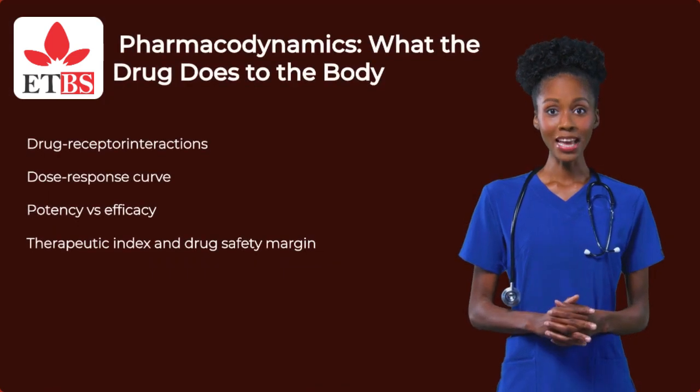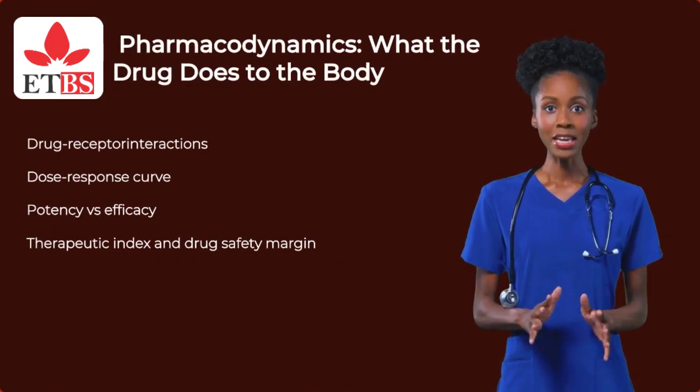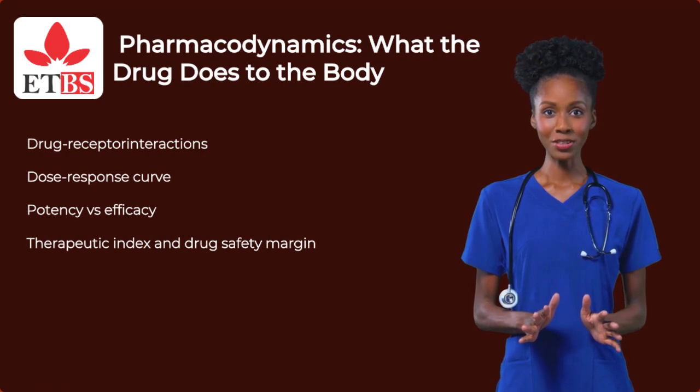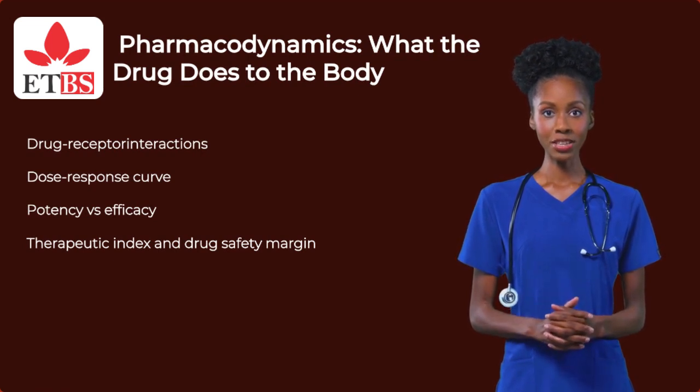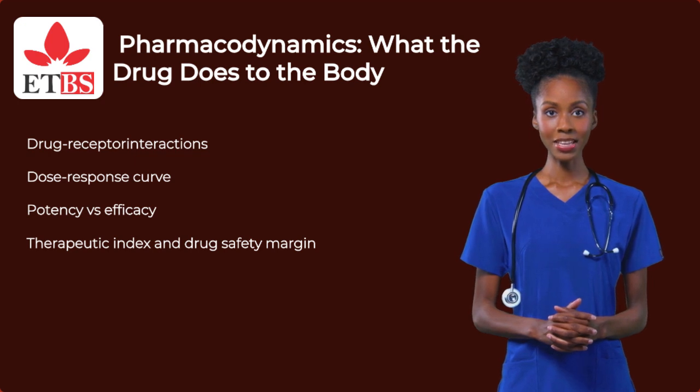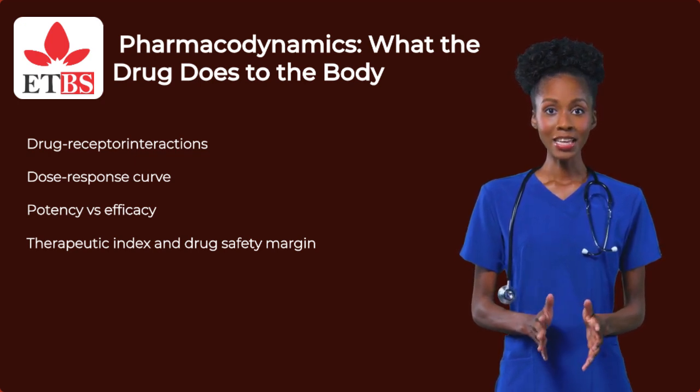4. Pharmacodynamics. What the drug does to the body. Drug receptor interactions, dose-response curve, potency versus efficacy, therapeutic index and drug safety margin, examples of agonists versus antagonists.